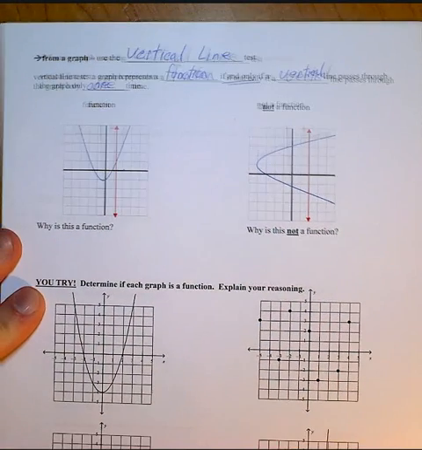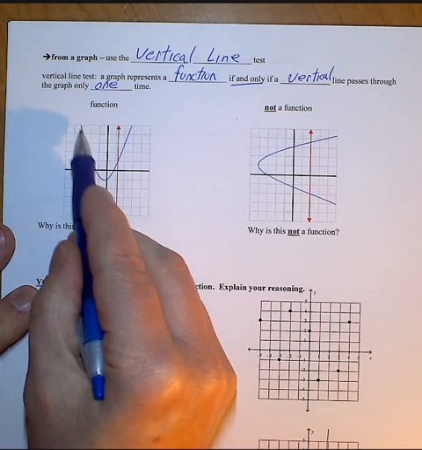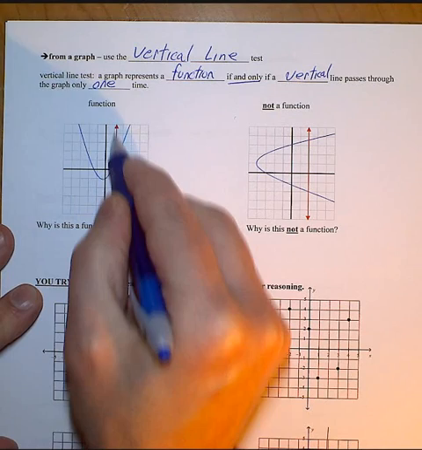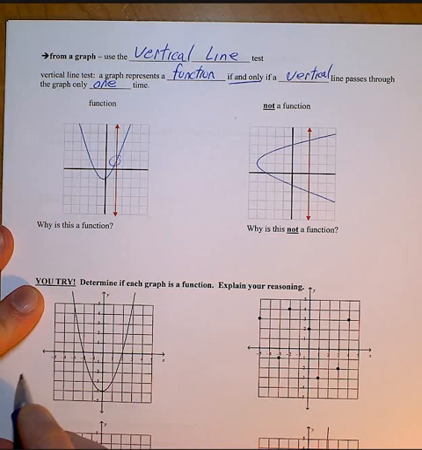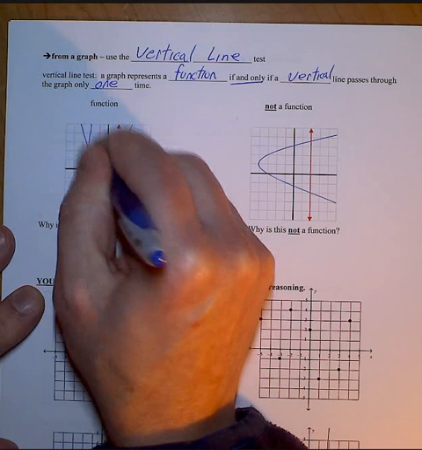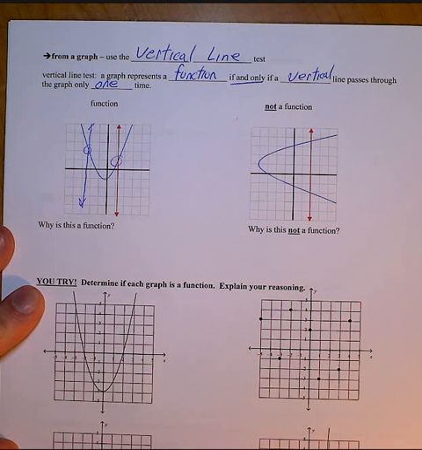So we have this graph. This blue graph here is a parabola, that U-shaped. If I draw a vertical line like that red line, it passes only one time. No matter where I drew. If I drew a vertical line right here, it would still only pass through that graph one time. So this is a function.